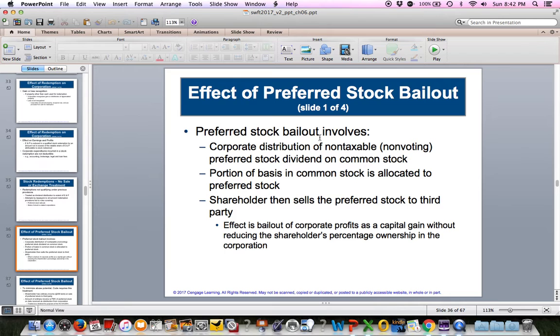Okay, so let's talk about preferred stock bailouts. A little bit about this is on page 13, a little bit of background and some consequences there for taxes are on page 13 to take a look at.